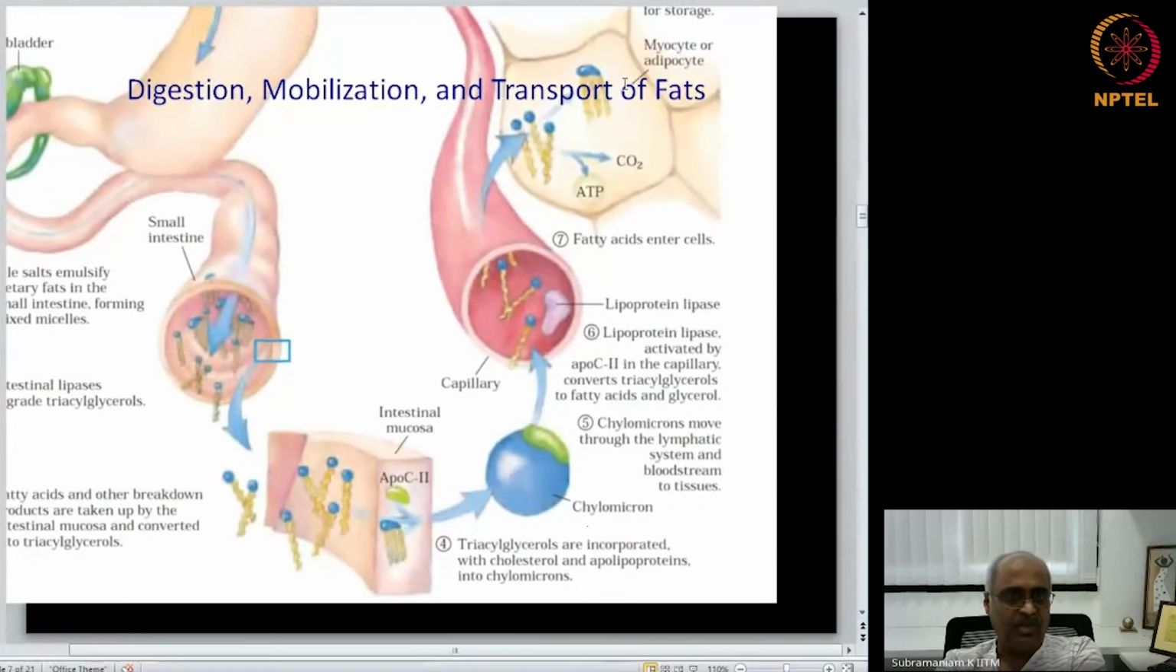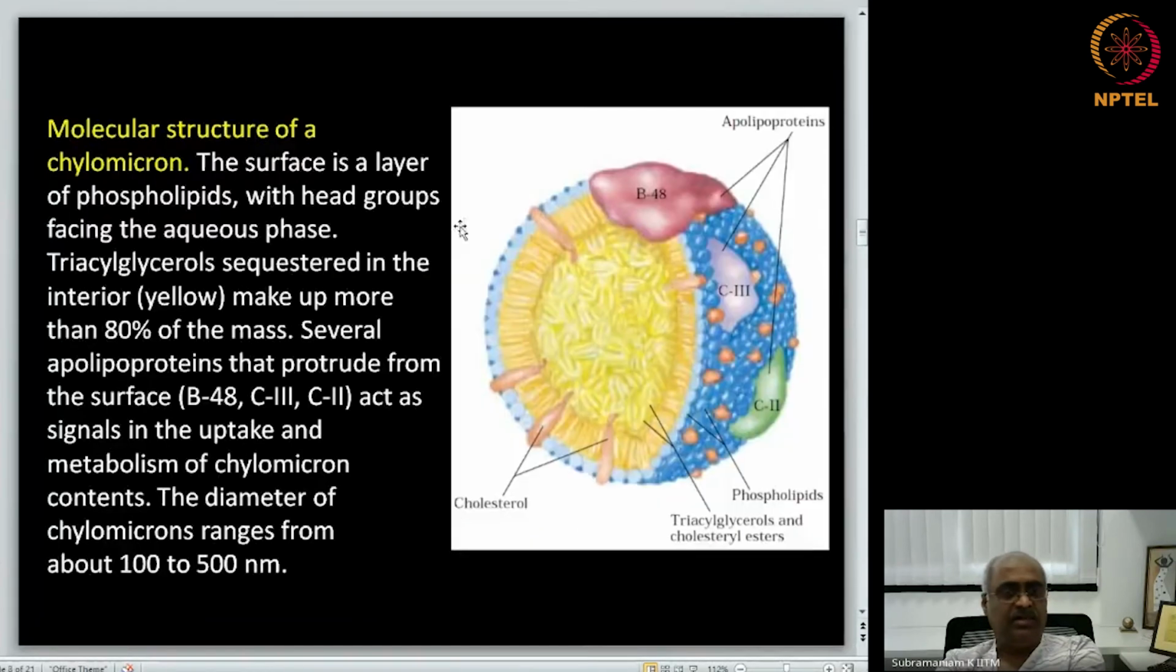So when you become obese, this is what is happening. This is getting stored and these adipocytes become bigger and bigger. And that is how it is stored. So this is the way the fat is digested, taken up and transported, either used for energy or stored. Okay. So we have already seen what a chylomicron is. This is an important structure for taking care of the lipid transport because lipids are hydrophobic.